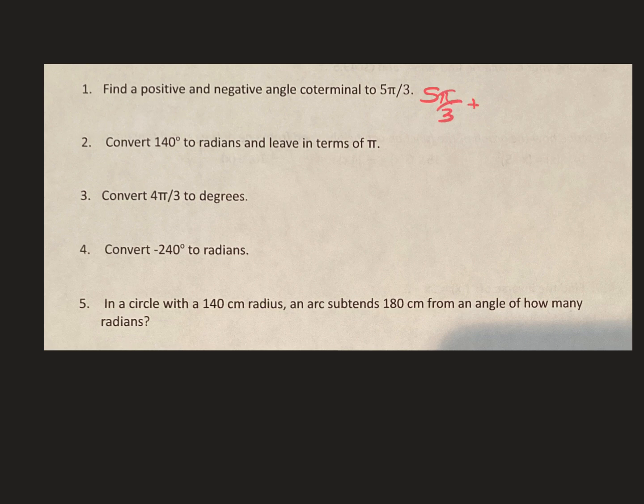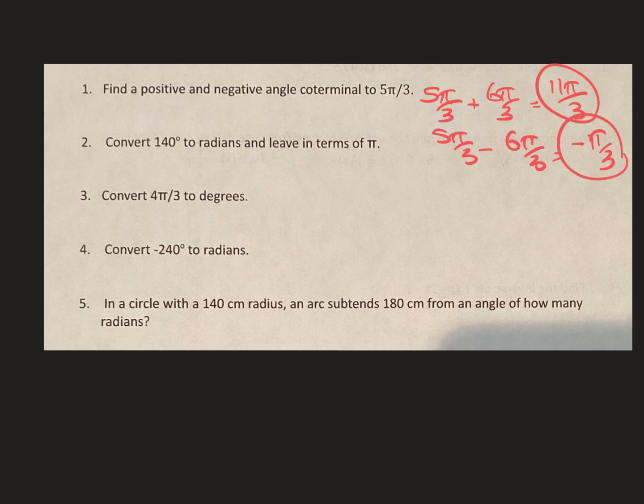The best way to do that is to change, our denominator is 3. Just double the denominator, gives you 6 over 3. That's 2 pi. Just add the 5 and 6. One angle is 11 pi over 3. To do a negative one, I'm going to subtract the 6 pi over 3. And it's going to give me negative 1 pi over 3. So there's one positive, one negative that are coterminal. So in radians, instead of adding or subtracting 360, we add or subtract 2 pi.